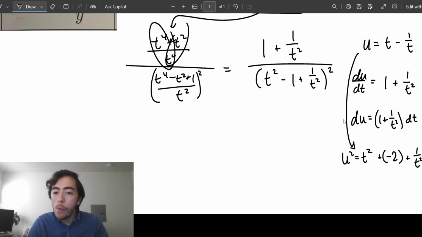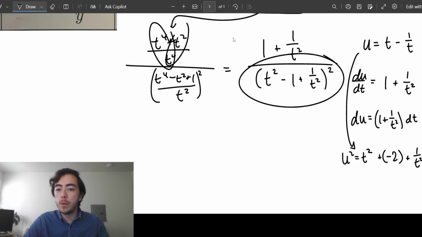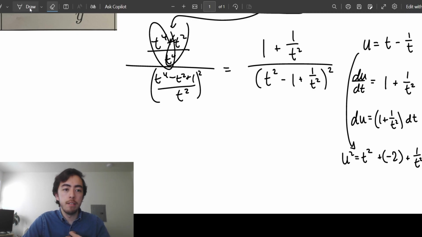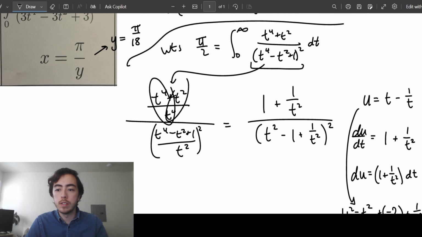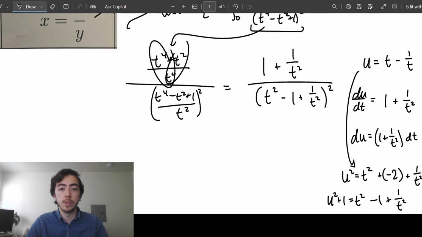And so it almost nearly matches what's going on in here. Just the value that I have is 1 less because I'm subtracting 2 instead of subtracting 1. So if I add a 1, then I am going to get exactly the value that I have in my denominator.